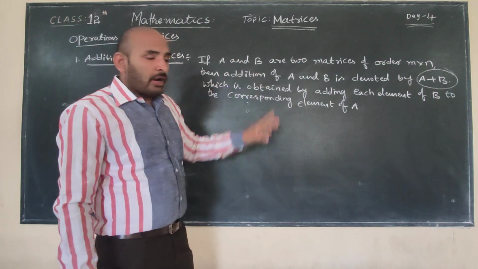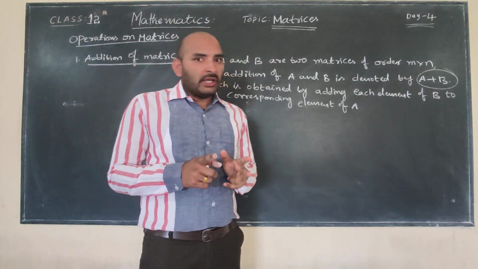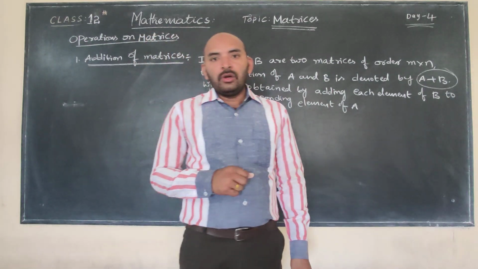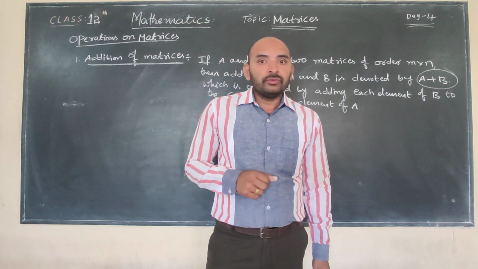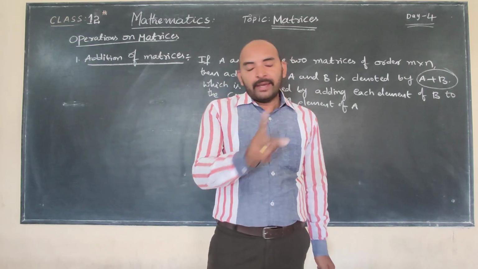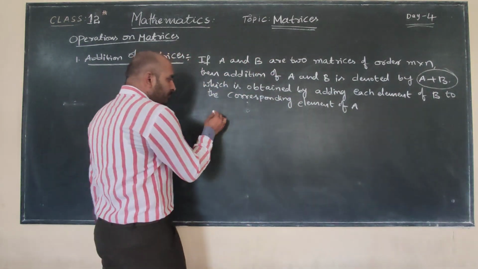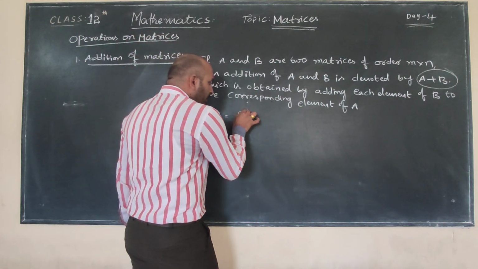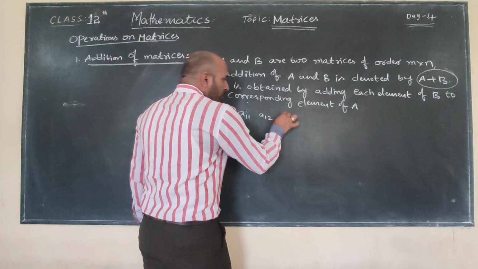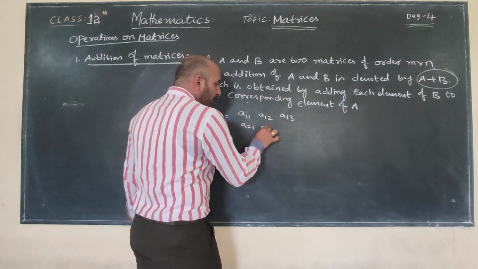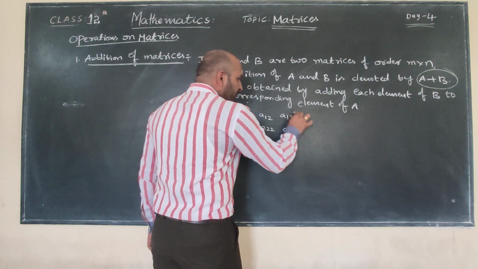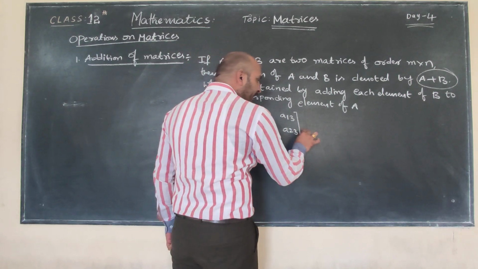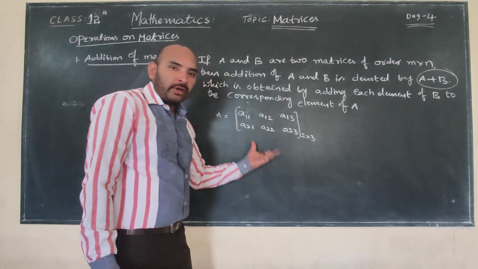Observe, here A and B are two matrices with the same order only, like a 2 cross 2 matrix, 2 cross 3 or 3 cross 2. Both matrices must be of the same order. For example, capital A is equal to A11, A12, A13, A21, A22, A23. This is the matrix order: 2 rows and 3 columns, 2 cross 3. This is one matrix A.